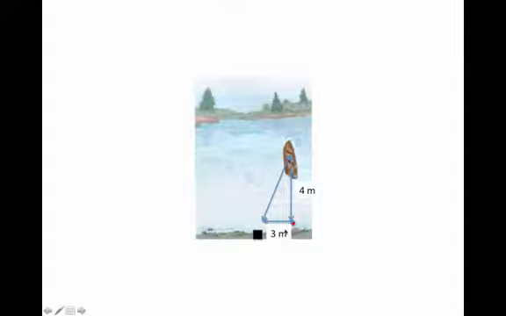This distance is 3, and this distance is going to be 4. Can we figure out how far away the boat is from where we started? Yes you can, right? You use Pythagorean's theorem, and it works out in this case to be 5 meters.